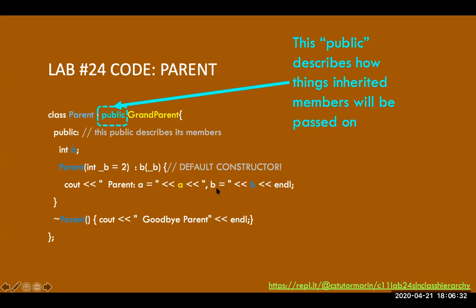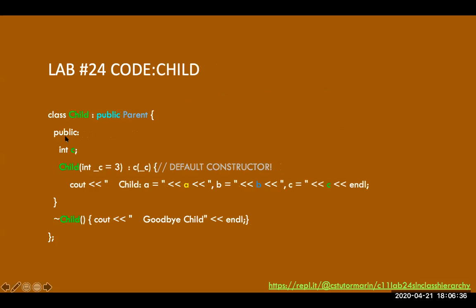And remember, again, that's different than that public over there. Those are two different publics. Here's the child. See, they look very similar, just one member per class. And again, all these things are getting default constructed in sequence.